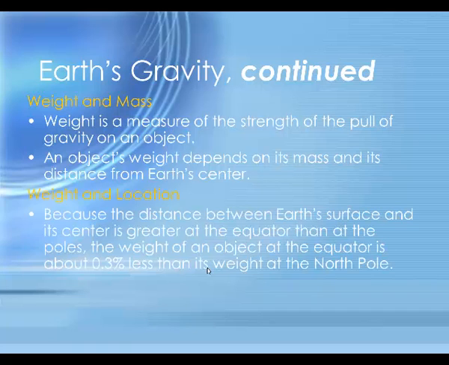Weight and location. Because the distance between Earth's surface and its center is greater at the equator versus that at the poles, the weight of an object at the equator is about 0.3% less than the weight at the North Pole. So if you were to stand on the North Pole, you would weigh about 0.3% more than you would if you were to take a plane, fly all the way down to the equator and stand on the equator.